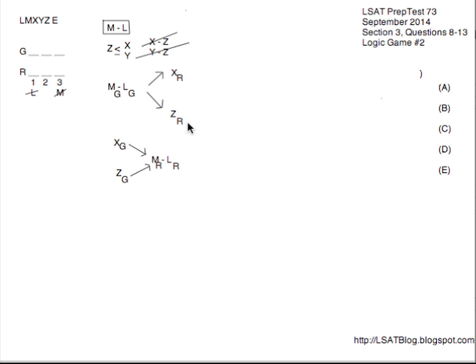I've also diagrammed the contrapositive of this rule. If X is not at R, that means X would be at G. If Z is not at R, that would mean it's at G as well. And then either of those things occurring would be sufficient to guarantee that M's rose occurs before L rose. So you don't have to diagram the contrapositive. I happen to think it could be useful, so I've laid it all out. That's all the rules for the game.